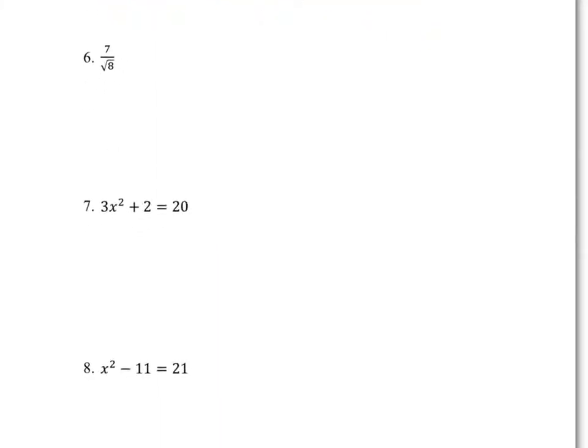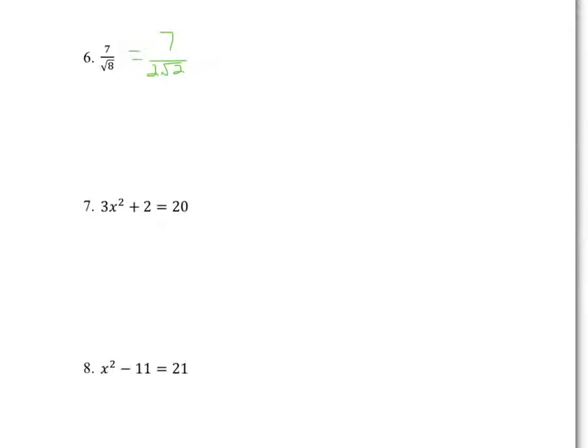Now the next one. There's a couple different ways to do this. I will show you. You could just multiply by square root of 8 over square root of 8 and go from there. But I think it's probably a little bit easier to reduce that radical first, and then we'll work from there. So you have to think about how to break down square root of 8. Square root of 8 is the same as square root of 4 times 2, and square root of 4 is 2, so it's 2 square root of 2.